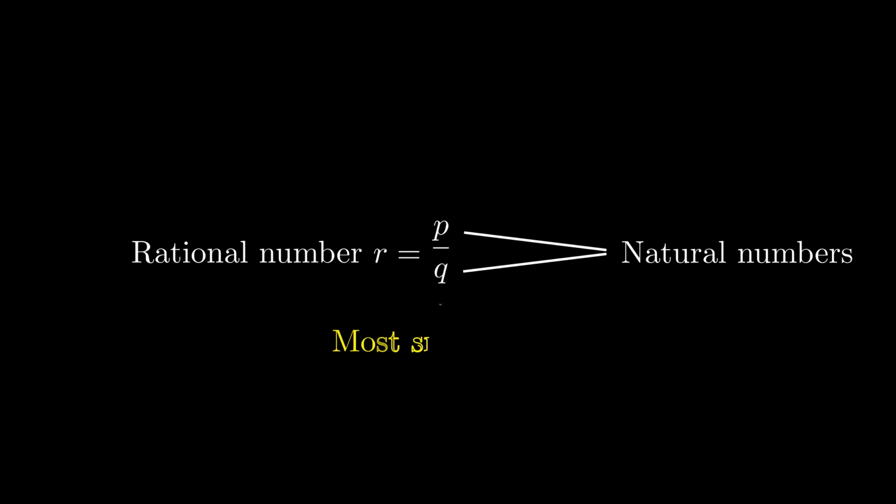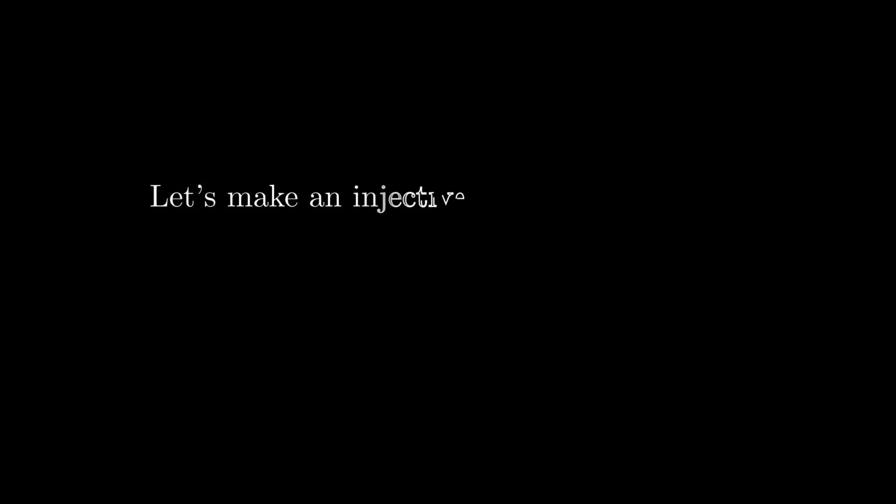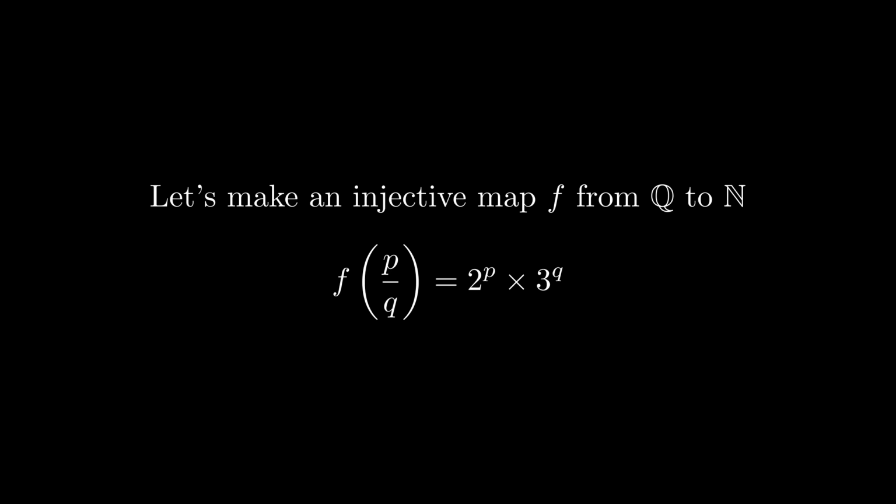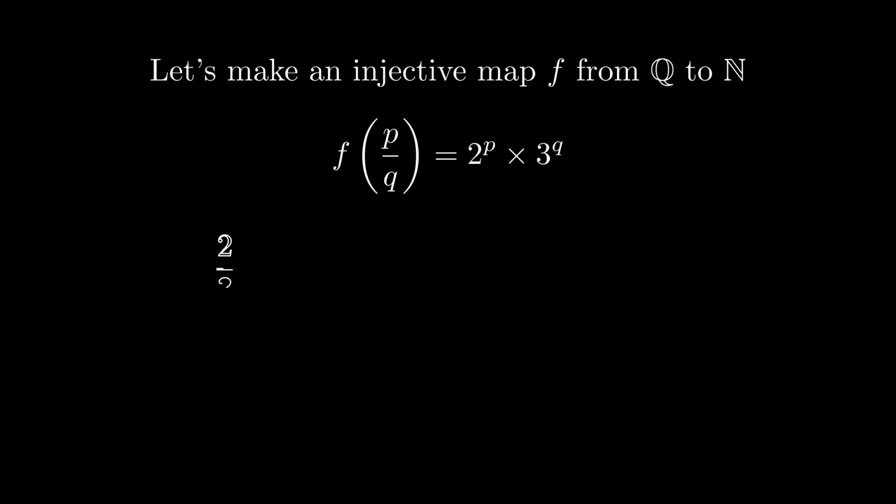Let us only deal with the positive rational numbers. We note that each of them can be written in the most simplified form of P over Q, where P and Q are natural numbers. Now we define the map F that takes P over Q to 2 to the power of P times 3 to the power of Q. Here are some examples of applying F to rational numbers.